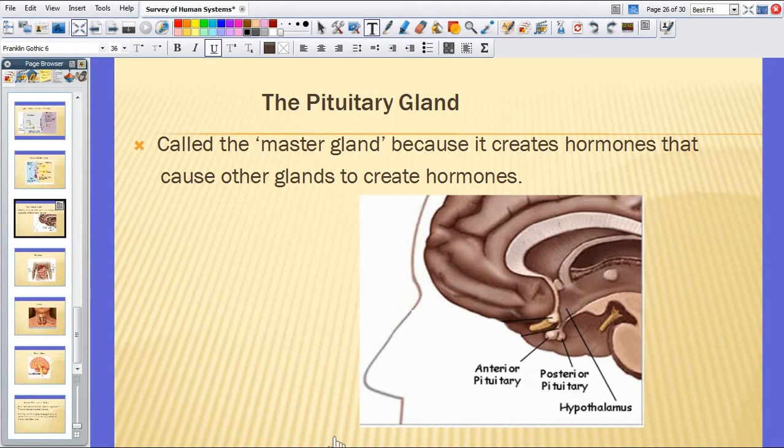The posterior pituitary doesn't actually make its own hormones. The hormones that it has are created by the hypothalamus. It just stores them. One of those hormones is called vasopressin. It controls the kidneys. It helps them to reabsorb water, to prevent dehydration, and to make the body more efficient.